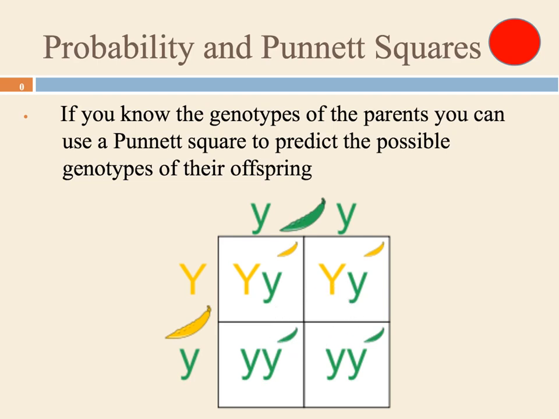So sometimes you'll be asked to express the genotypic ratio or genotype ratio. So it would be basically 1 to 1. So 1 big Y, little y, to 1 little y, little y. And then you'll also be asked to express the phenotypic ratio, and for this one it would be 1 to 1 ratio as well. 1 yellow to 1 green.